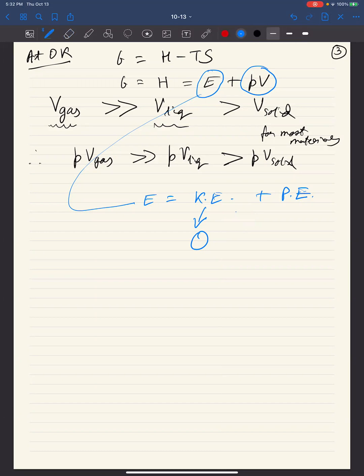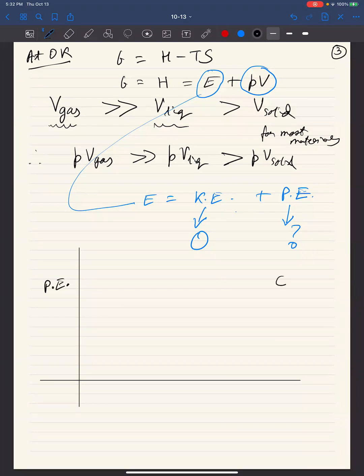Now we need to think about potential energy, okay? How is the potential energy going to look? For this, we need to invoke the picture of how a general potential energy curve looks for any material. This is the potential energy, and I want to think about it for any two atoms as the distance between them increases. How should the potential energy look when R goes to 0?